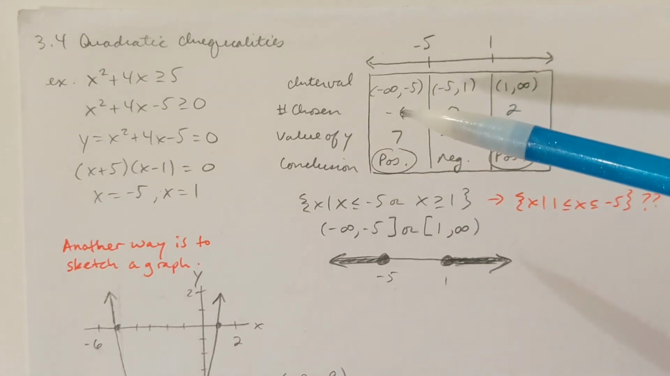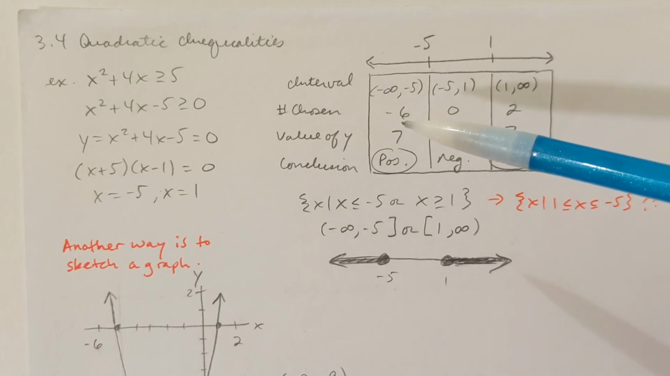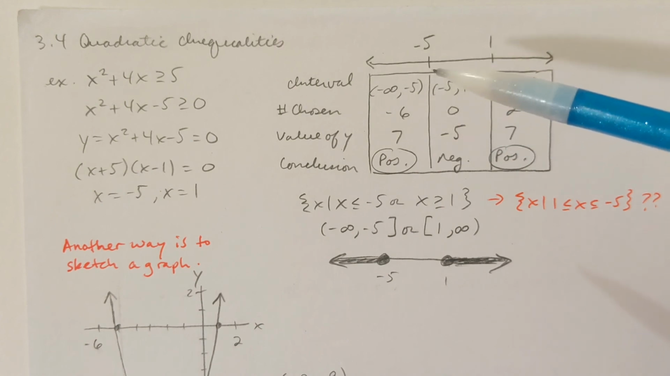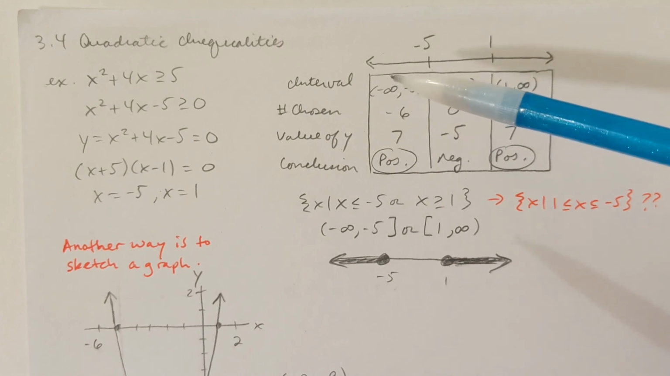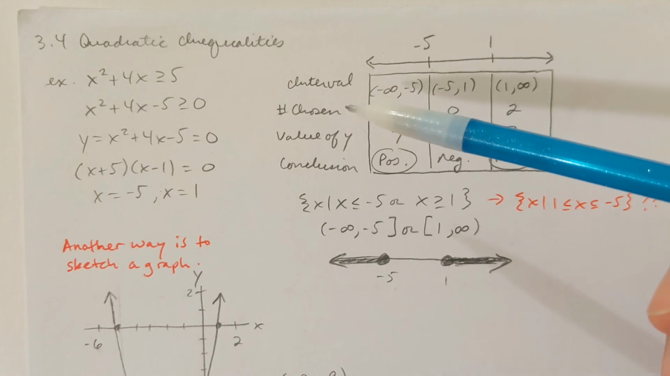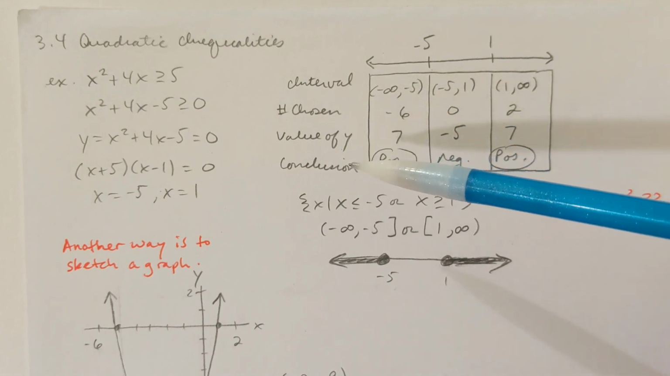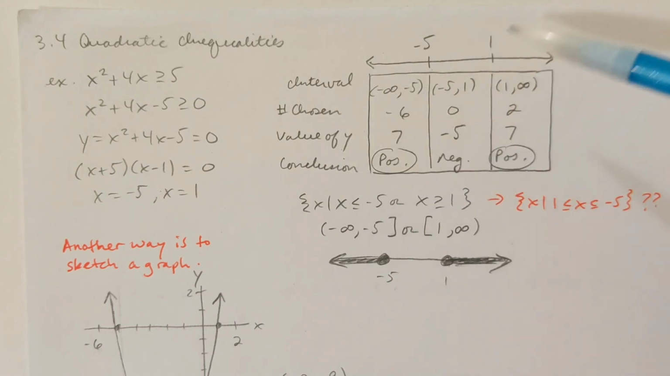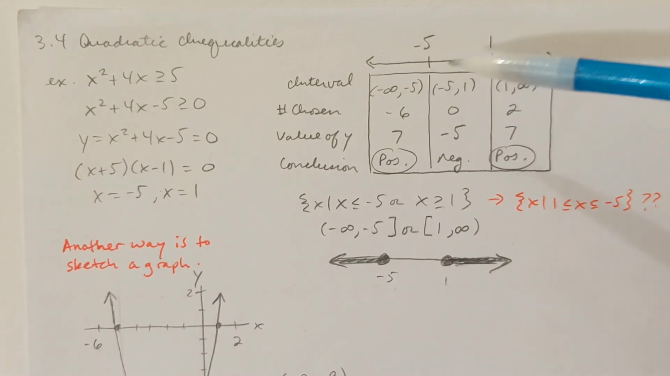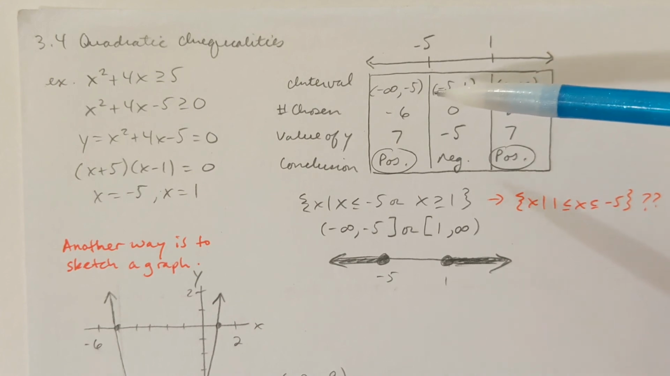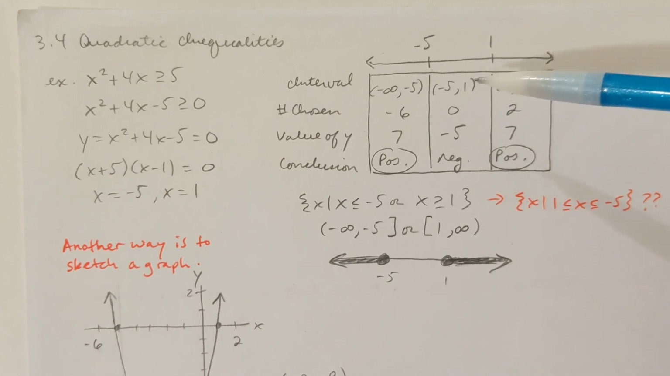And this table you'll be making for every one of the quadratic inequalities except for a special case or two. So I want interval, number chosen, value of y, and then the conclusion. Okay, the interval will be the open intervals not containing the critical numbers. Okay, so the first one is negative infinity to negative 5. The middle one is negative 5 to 1. And the last one is 1 to infinity.